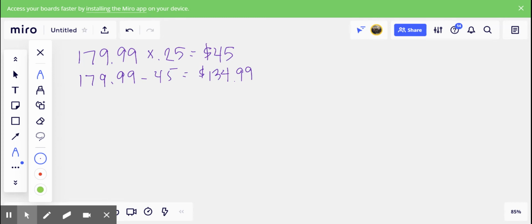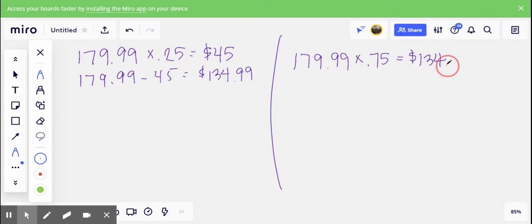Another way to think about it, if you don't want to do the extra step and it still gets you to the same place, is instead of multiplying by 0.25, you can take your 179.99 and multiply it by 75%. What happens is you're discounted 25%, so you're taking the percentage that you're actually paying, and that's what you multiply by instead of the 25, so that you can save that extra step. If this way makes sense to you, both ways are going to get you to the same place, so it really doesn't matter, but you can choose which one works for you.